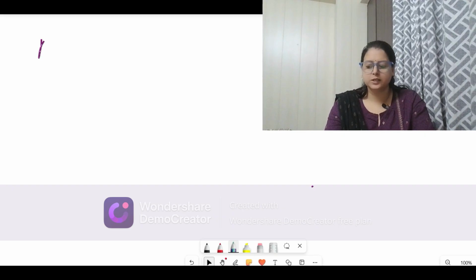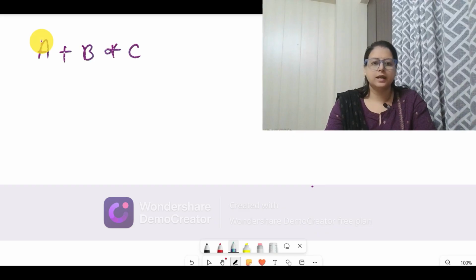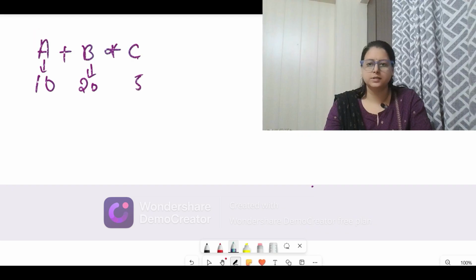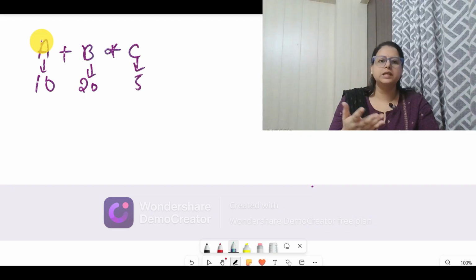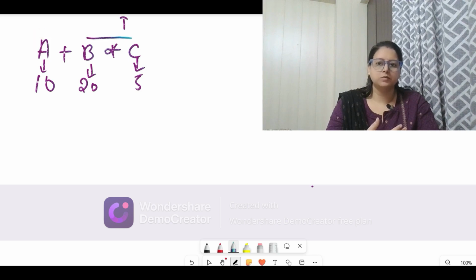Suppose we have the expression A plus B multiplied C. This is our expression, and let's suppose the values given are 10 for A, 20 for B and 5 for C. If we evaluate it normally in our mathematics, what will be the result? First of all, this operation will be performed.